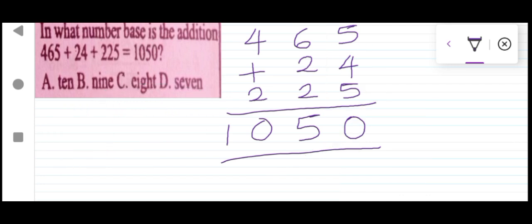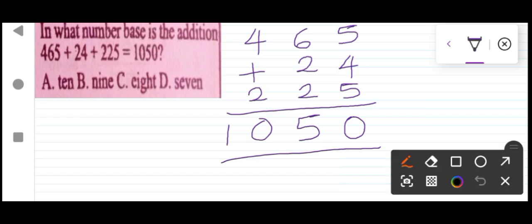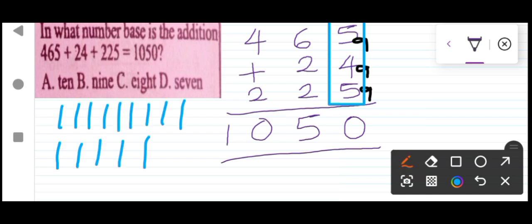So let's try the other base, which is base 9. So let's see base 9. We want to work in base 9. We need to add these values together again. So we have 5 plus 4, 9, plus 5, 14. So we count 14 again. And remember, we are working in base 9. So every count of 9 becomes 10.